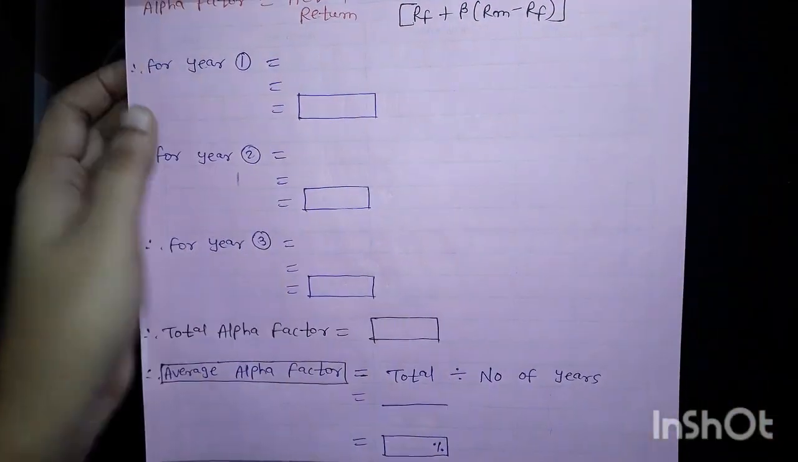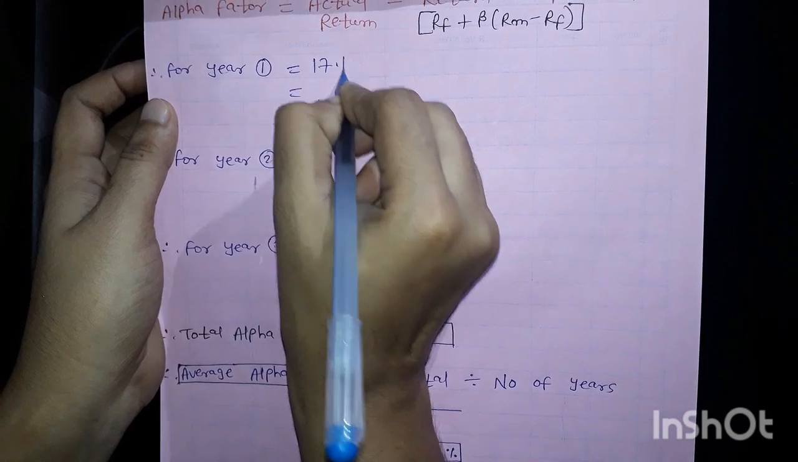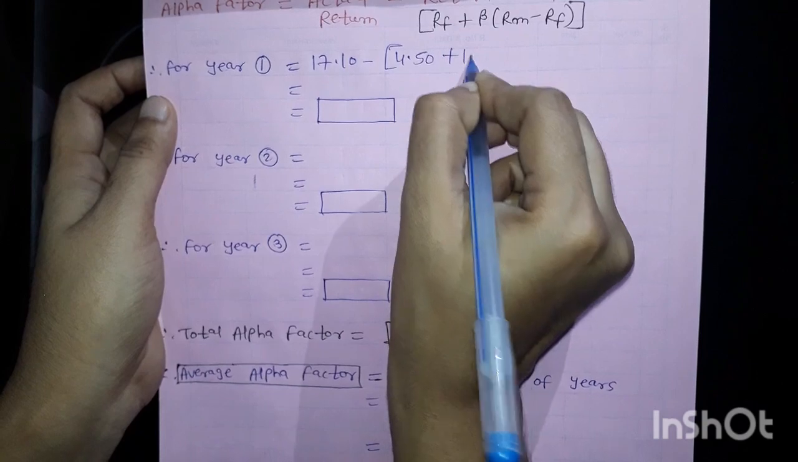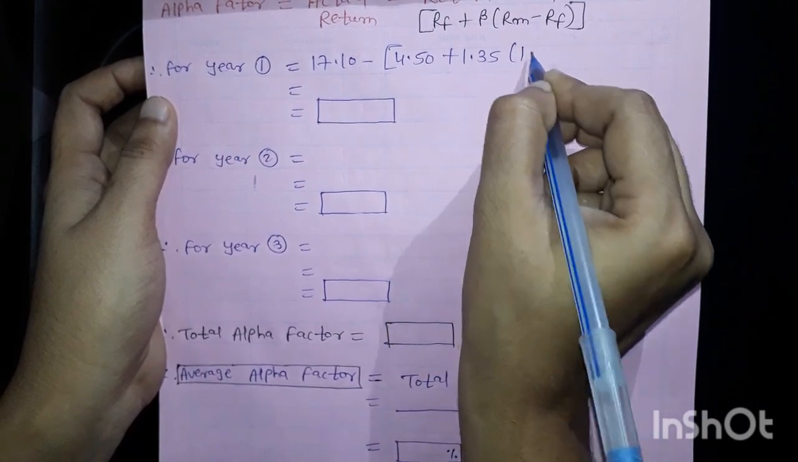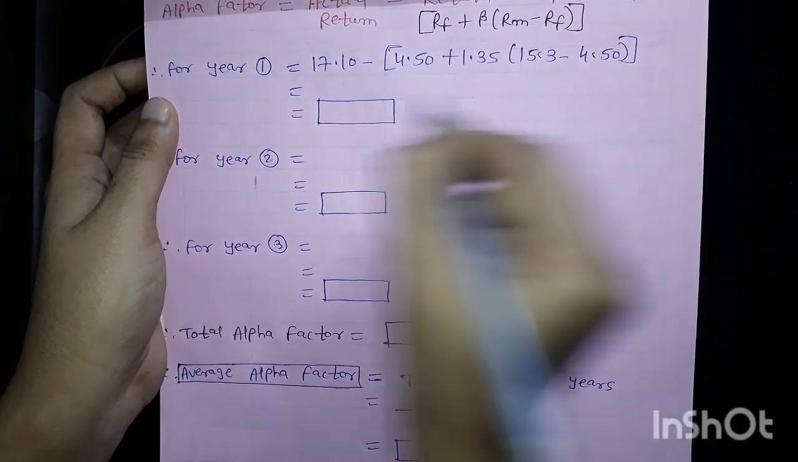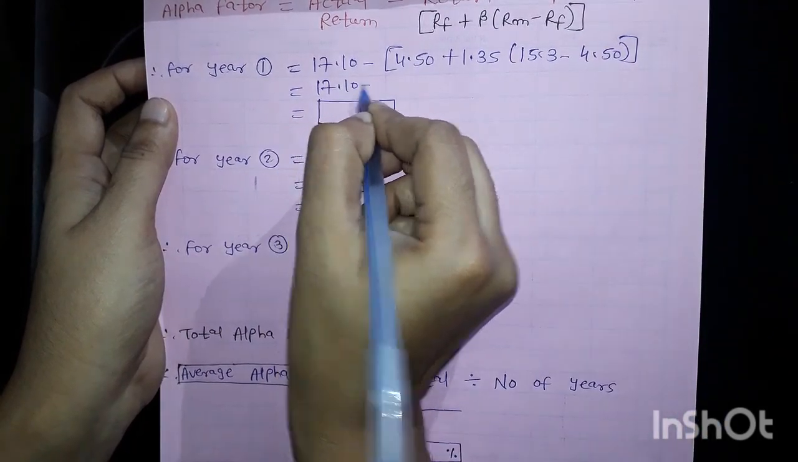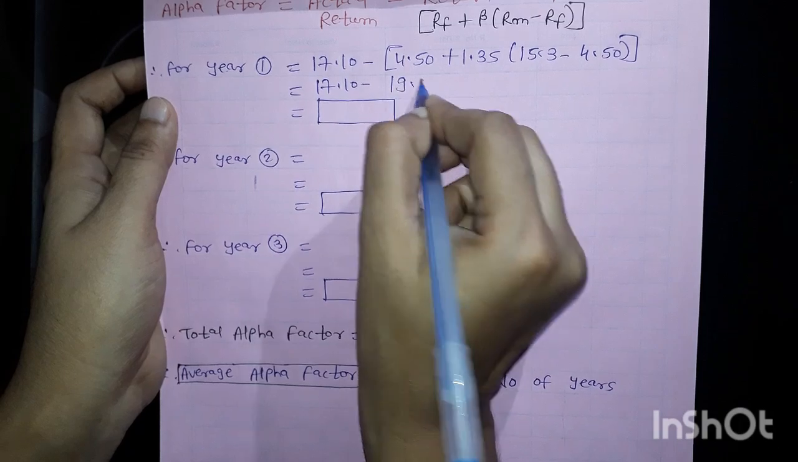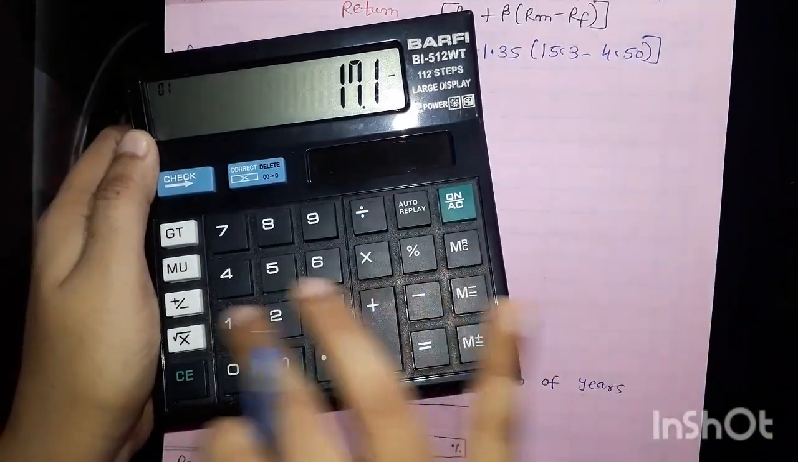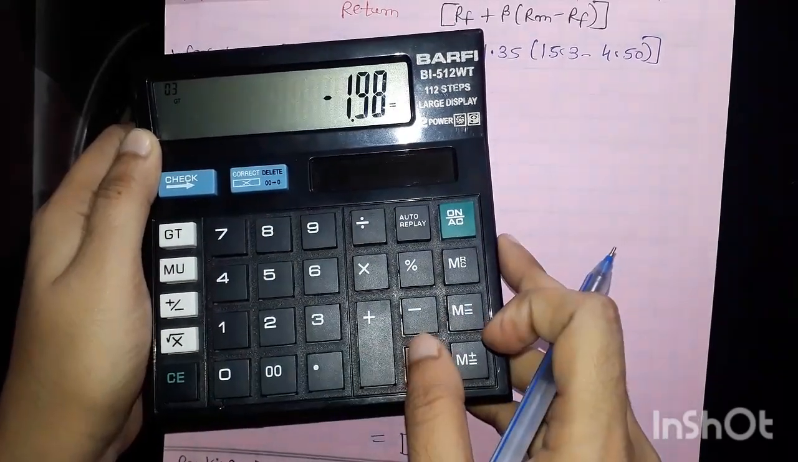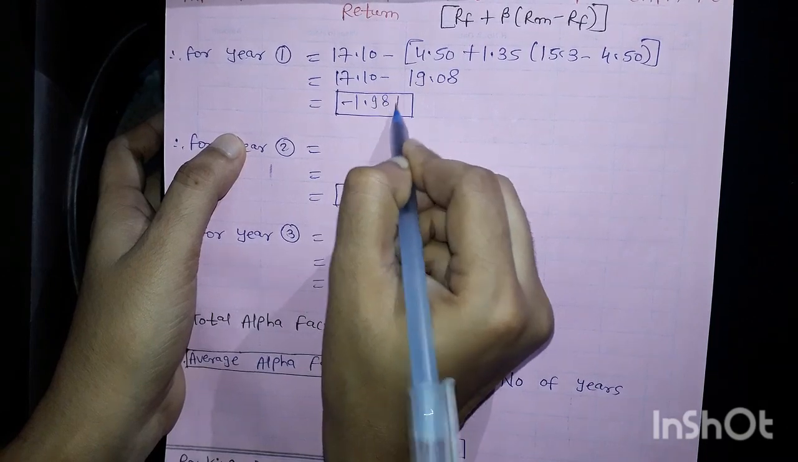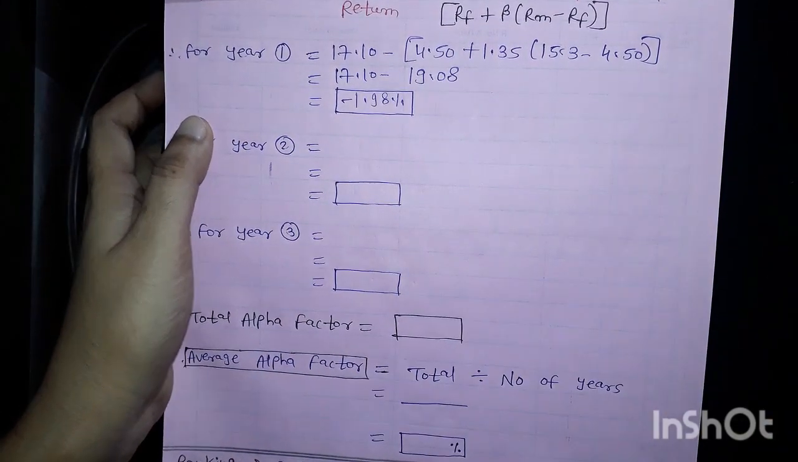So first of all it is 17.10 minus RF plus beta, RM minus RF. Okay, so 17.10 minus 19.08. 17.1 minus 19.08, I got minus 1.98%.